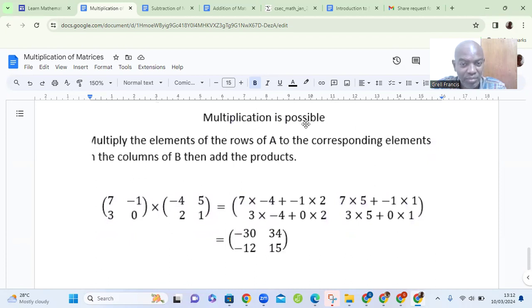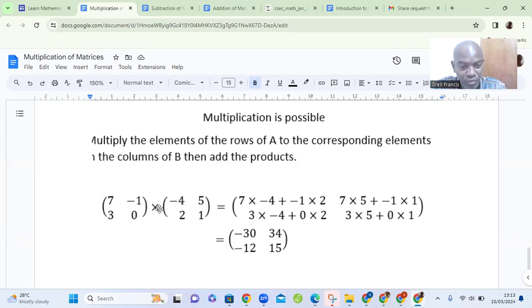And here it repeats, multiplication is possible. Multiply the elements of the rows of A to the corresponding elements of the columns of B, then add the products. So if you have to multiply A by B, that's 7 has to map to -4, and the -1 has to map to 2, row by column. So 7 times -4 plus -1 times 2. 7 times 5 plus -1 times 1. As I say, you have to do that for all the pairs of rows and columns.